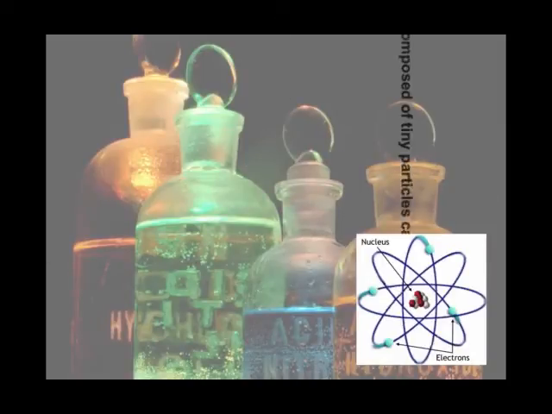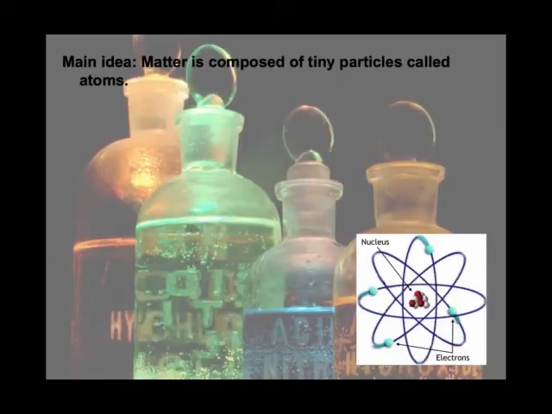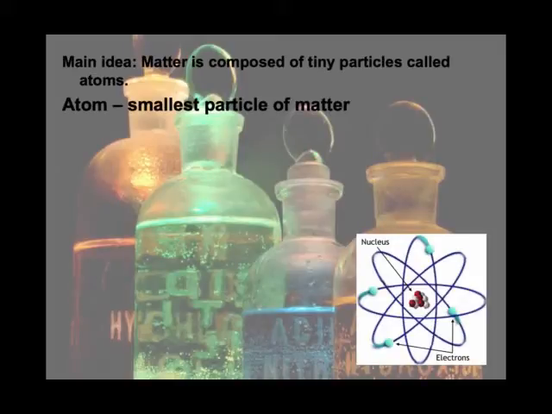Okay, so this probably is a little bit of a review. Matter is composed of tiny particles called atoms. An atom is the smallest particle of matter that still has properties of that substance. For example, gold: even the smallest particle of gold still has the properties of a big old chunk of gold.